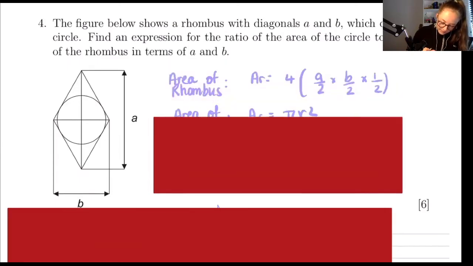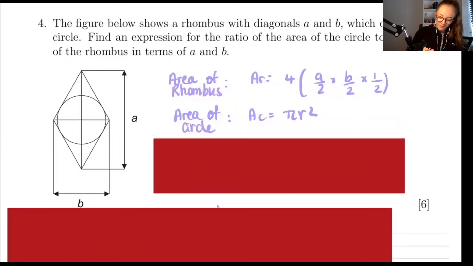So that implies that we need to know the area of the rhombus and the area of the circle. I've just worked out the area of the rhombus quickly here. If you're struggling with the area of a rhombus, you can do it the way I've done it here, where I've split it into 4 right-angled triangles. So the area of the triangle here is A over 2, the length of the left side, multiplied by B over 2, the length of the bottom side, and then times a half because it's a right-angle triangle, not a square.